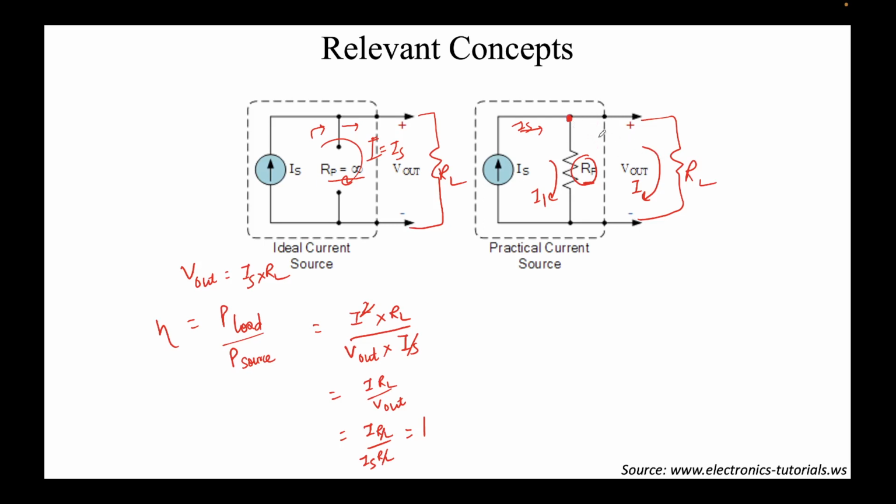That at any given node, all the current that is coming in, the current that is coming in here is IS, should be equal to the current that is going out. Now there are two currents going out. One is going to the internal resistance, which is I1, plus the second current is going through the load resistance, which is I. This is the expression that we get. Now let's again write the power transfer efficiency expression, which is power delivered to the load divided by power supplied by the source.